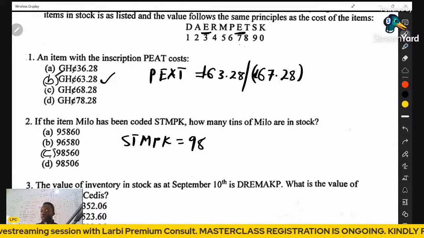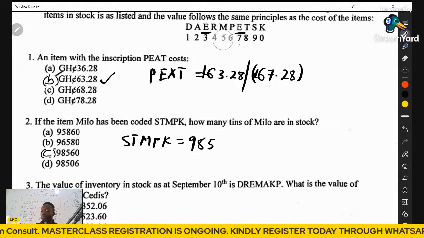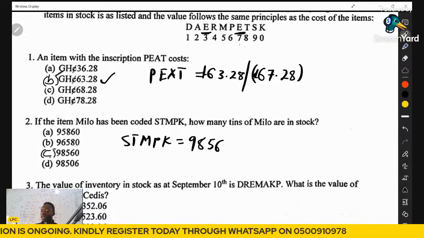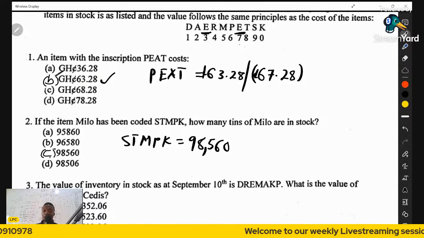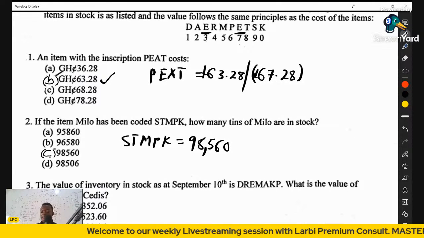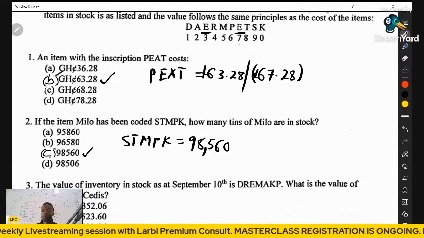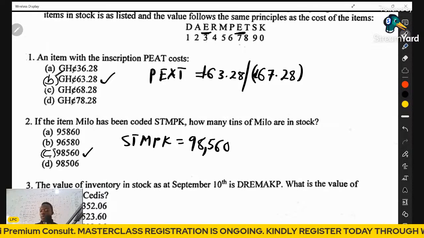Then after T, you move on to M. So M is what? 5. We know M is 5 here. And we also know that P is what? 6. And we also know that K is what? 0. So meaning that XTMPK will be what? 98,560 as stock of Milo tins in stock. And so therefore we'll go for 98,560, and that should be Option C. And you are good to go.